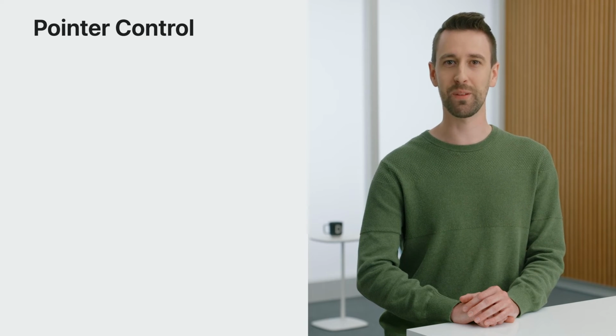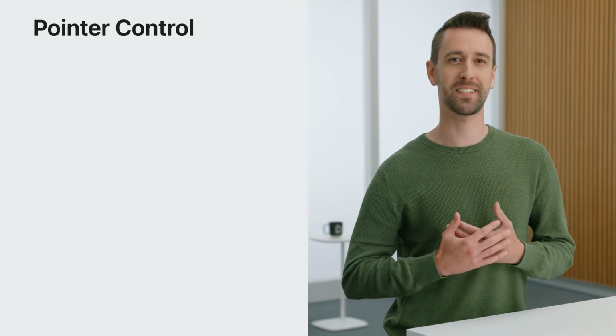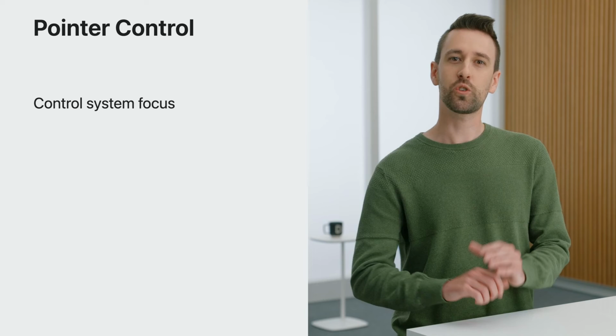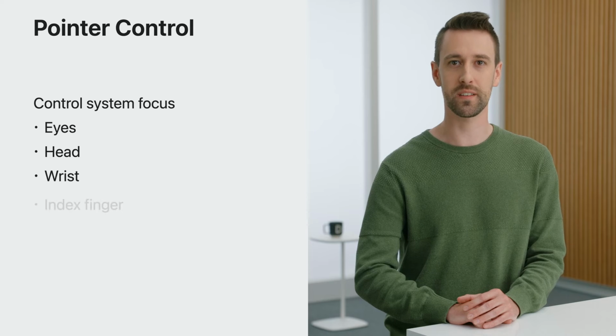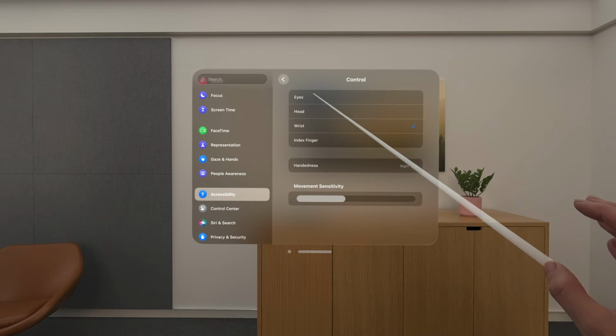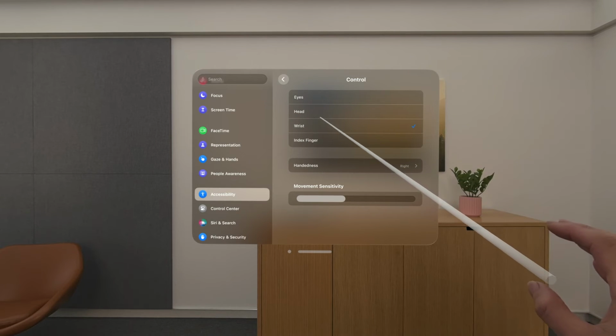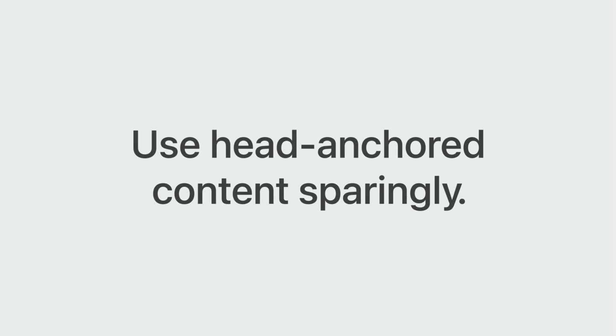There is another accessibility feature that works really well with Dwell. Enter Pointer Control, one of my favorite accessibility features. This feature transforms the input experience, allowing people to use different input sources to control the system focus instead of using their eyes. Eyes is the default, but here people can change the system focus to be driven by head position, wrist position, or index finger. Since Pointer Control can change the input signal to follow head position, remember to use camera-anchored content sparingly. This is another reason you should prefer to use world anchors or provide alternatives to camera-anchored content.